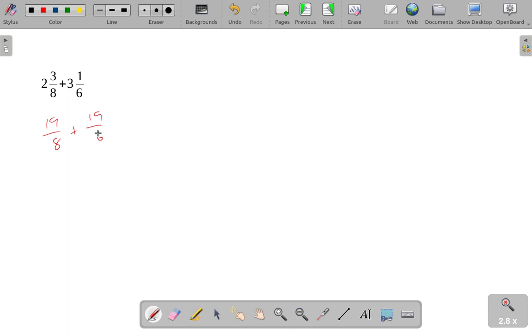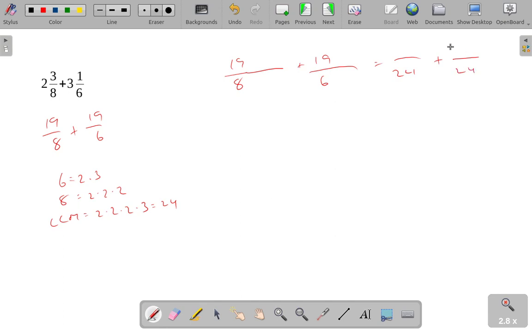We need the denominators to match up. We don't care about the numerators. So that means I need to find the least common multiple of 6 and 8. 6 is equal to 2 times 3. 8 is equal to 2 times 2 times 2. So my least common multiple is 2 times 2 times 2 times 3, which is 24. Alright, so that means I can convert both of these fractions to something over 24. 19 over 8 plus 19 over 6 equals something over 24 plus something over 24.